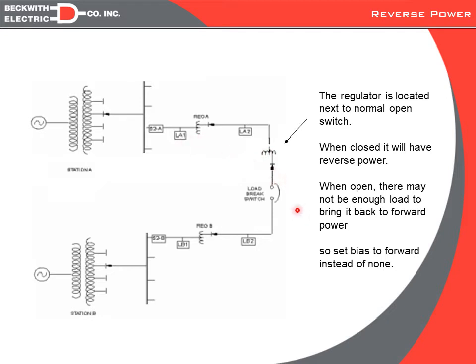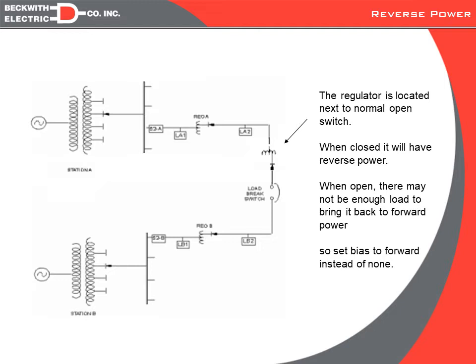And normally with that point open, the power is flowing this way, so we're in a forward direction, but we have very little load. The only load that may be on that regulator may be the exciting current of the regulator itself. So we may not have at least 4 milliamps forward. We may only have 0 or 1 milliamps normally.